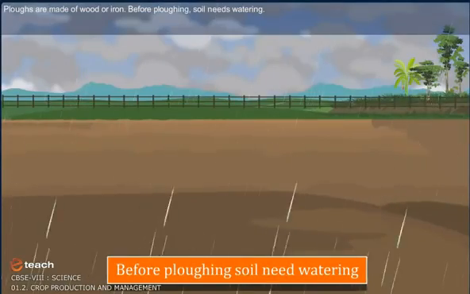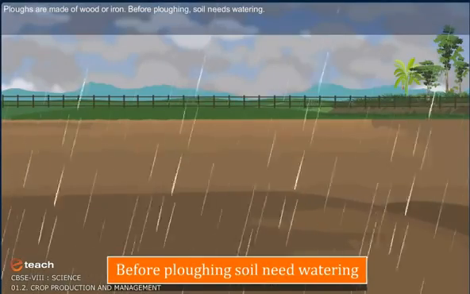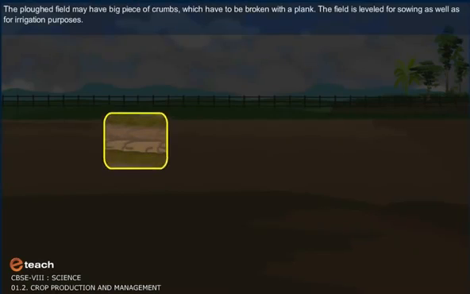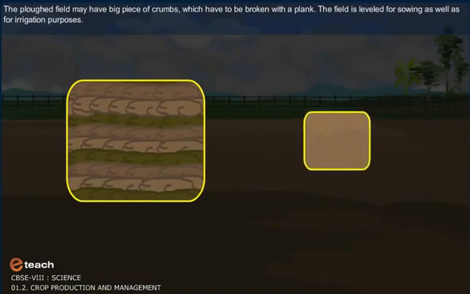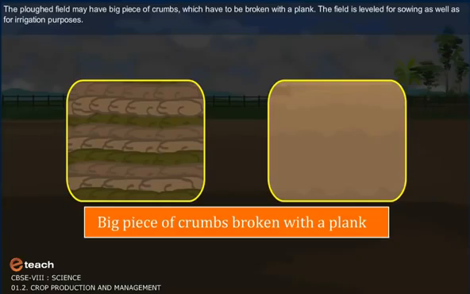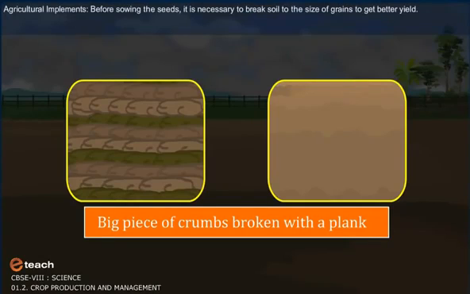Ploughs are made of wood or iron. Before ploughing, soil needs watering. The ploughed field may have big pieces of crumbs which have to be broken with a plank. The field is leveled for sowing as well as for irrigation purposes.